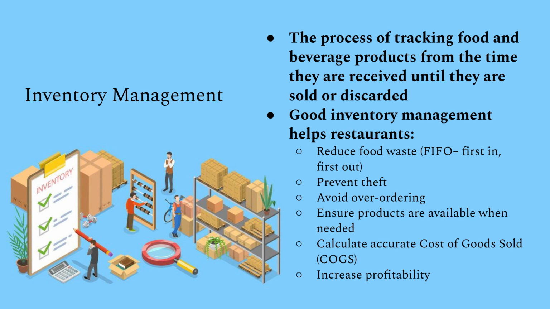And this is the process of tracking food and beverage products from the time that they're received until they are sold or discarded. Good inventory management helps restaurants by reducing food waste. So you might know that acronym FIFO, meaning first in, first out, meaning the first product that you received as a business needs to be put in front, and that is the first product that you are giving out. So this prevents spoilage.